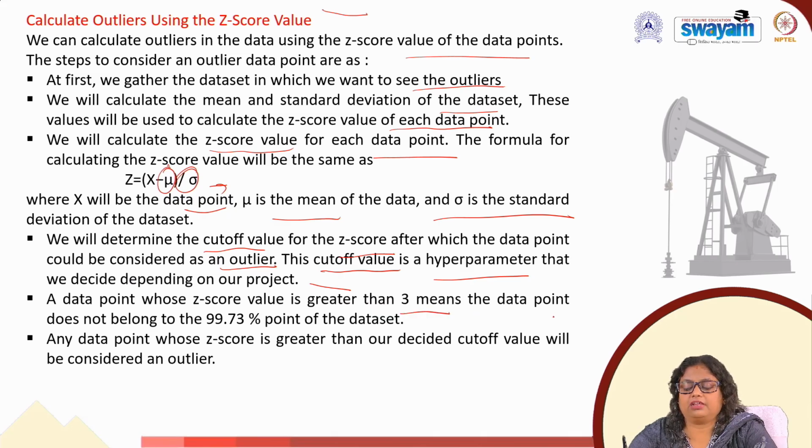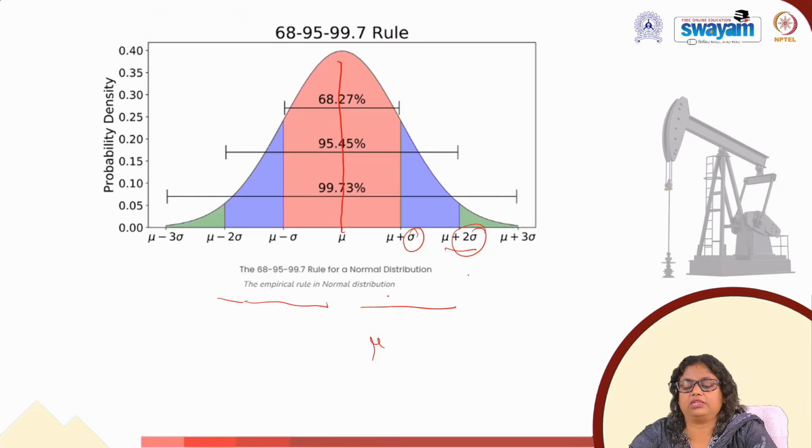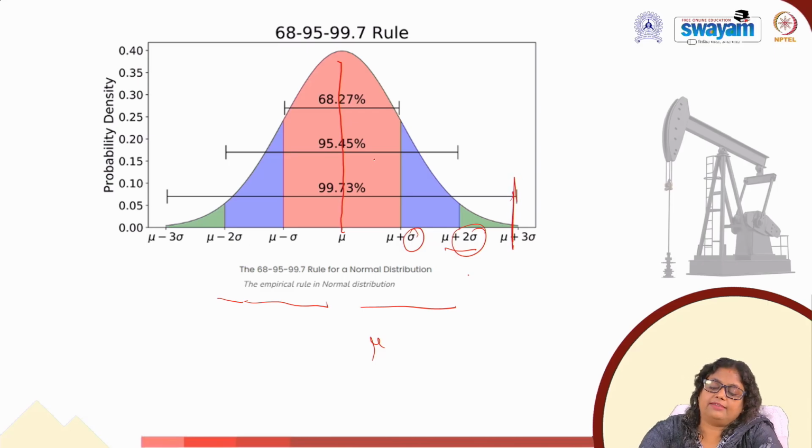It means that the data point does not belong to the 99.73% of the data. If you see this one, till here we do have the 99.7%. If we are considering till here, if you analyze this figure, this is the mean. What is the point we do have?